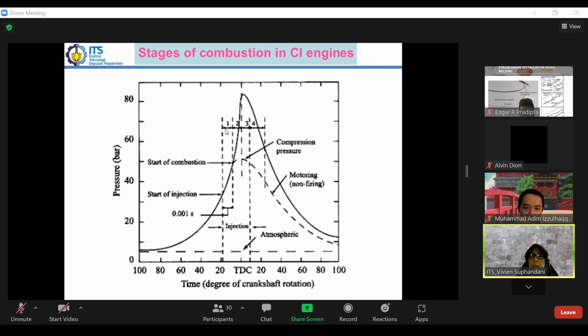We have several stages here. The first phase is from the start of injection to the start of combustion. This is phase 1. Then phase 2 to phase 3 is from the start of combustion to the maximum pressure, and from 3 to 4 we have a decrease in pressure, the power stroke.